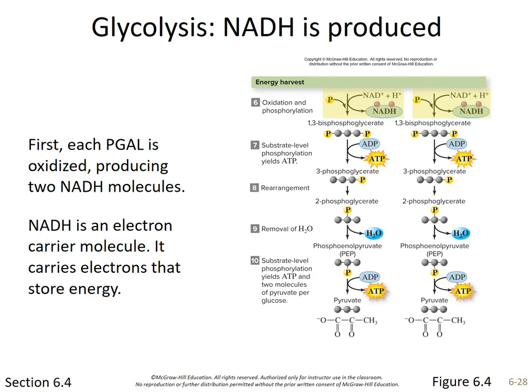So during glycolysis, NADH is produced as well. First, each PGAL is oxidized, producing 2 NADH molecules. NADH, we saw NADPH with photosynthesis. NADH is also an electron carrier molecule. It just lacks the phosphate here. It carries electrons that store energy.